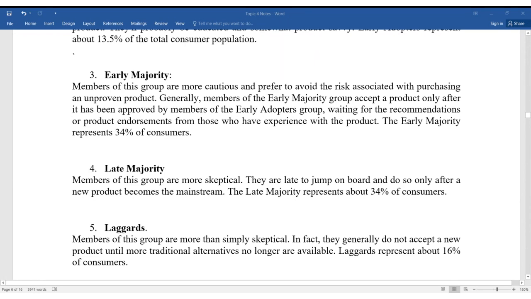So if you don't have a smartphone, you are a laggard. Yes, that's what I mean. So this is a group who are quite skeptical. They are quite traditional. They take time to accept new products or new development. And in the majority of cases, they are pressured into buying or adopting new innovation when it is very necessary.